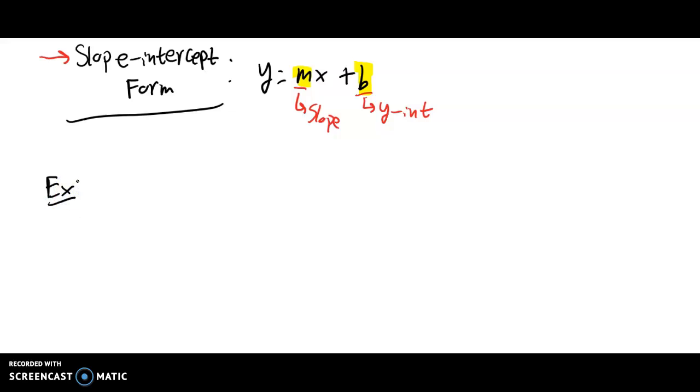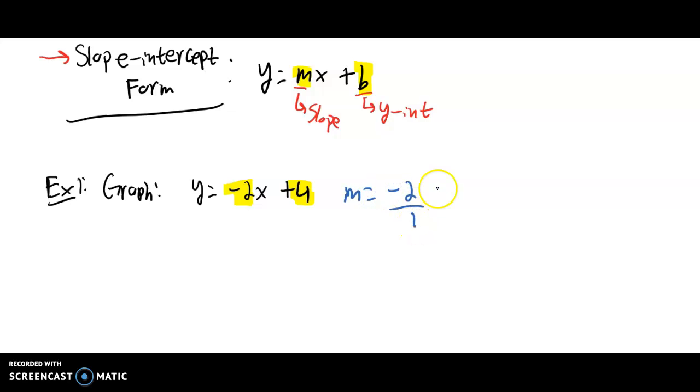We'll call this example 1. Our instructions are graph. And we're going to say y equals negative 2x plus 4. Cool. I've got my slope is negative 2. My y-intercept is 4. When we go to use this negative 2, we can think of it as negative 2 over 1, which tells us our rise over our run.